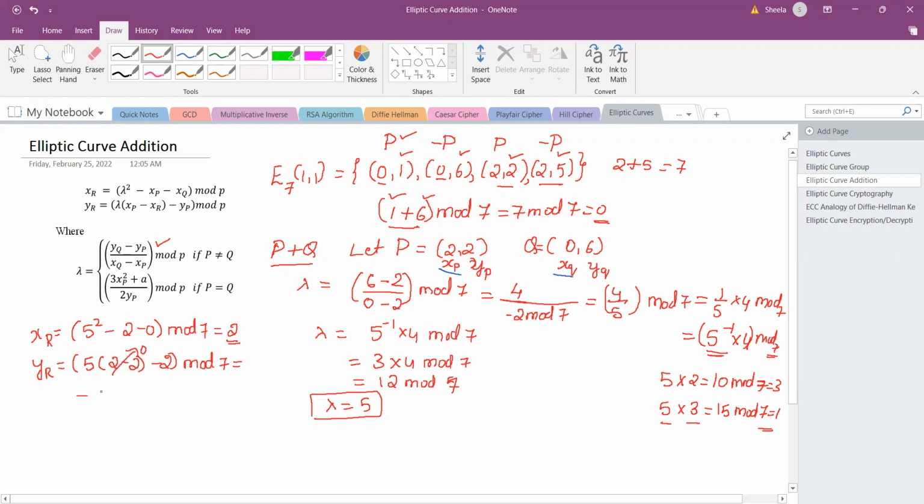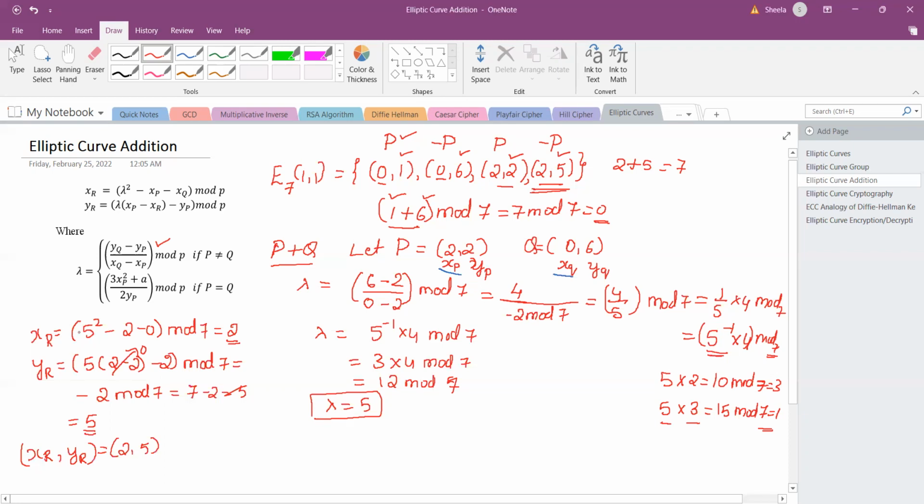So we are going to get minus 2 mod 7. Minus 2 mod 7 is nothing but 5, that is 7 minus 2 is 5. So the y coordinate value is 5 and the x coordinate value is 2. So according to that, xr comma yr is nothing but 2 comma 5, and we can observe that 2 comma 5 is also a point in the group.